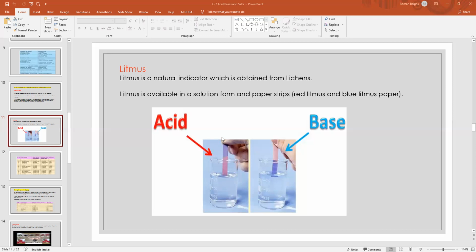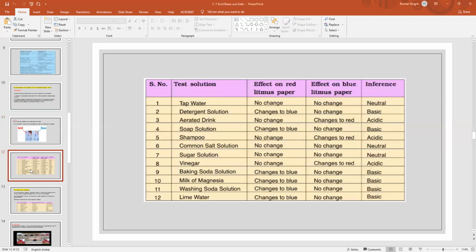Here are some examples of the indicators. You can see these are examples of some substances and their effect on the red and blue litmus paper. Also, one more thing: if the substance is not showing any change with the litmus paper or litmus solution, that means it is neutral. Like you can see here the common salt solution and the sugar solution, when red litmus paper and blue litmus paper were added, there was no change. That means they are neutral in state.